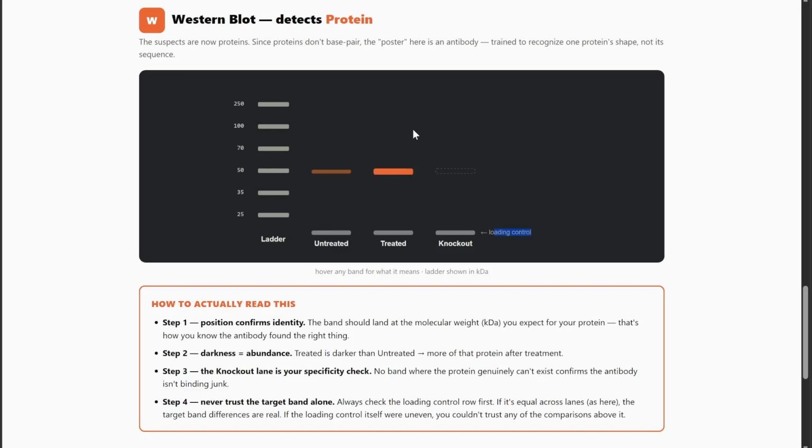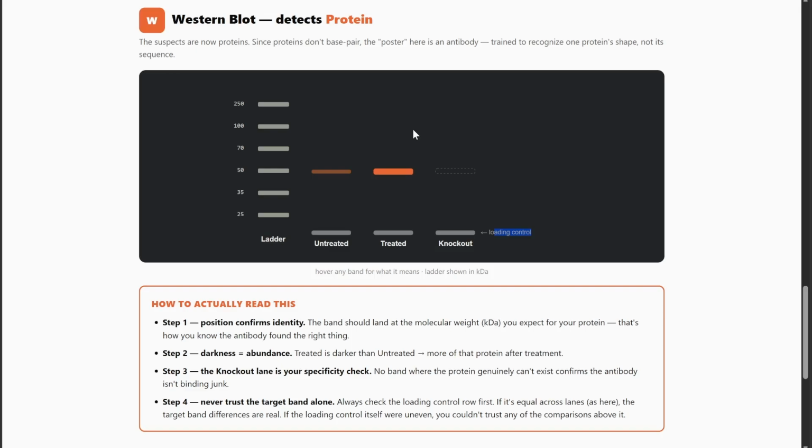But what if you accidentally loaded twice as much total protein in lane A? Then, of course, the target protein band looks darker. It's not that A has more of that specific protein, you just loaded more stuff overall. So what the loading control fixes is this. You pick a protein that should be present in roughly equal amounts everywhere, and you detect it on the same blot, usually at the bottom of the gel. And if all 3 lanes show equal intensity loading control bands, you know you loaded equal total protein, right?